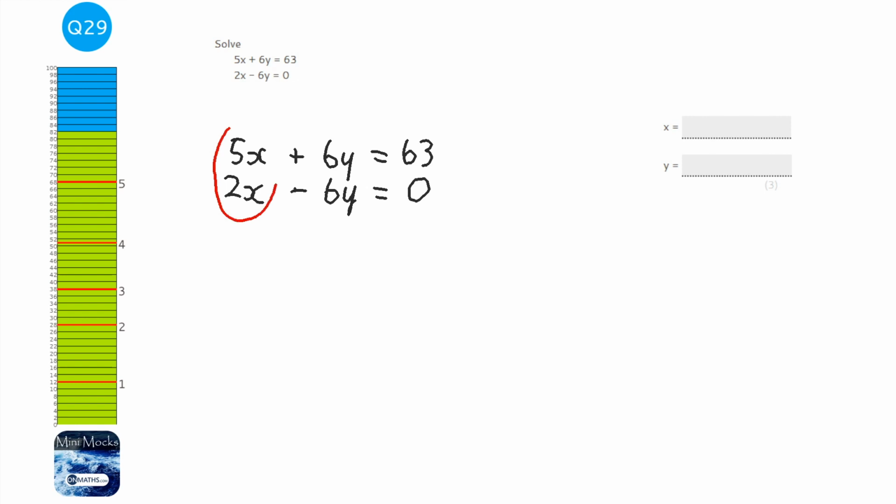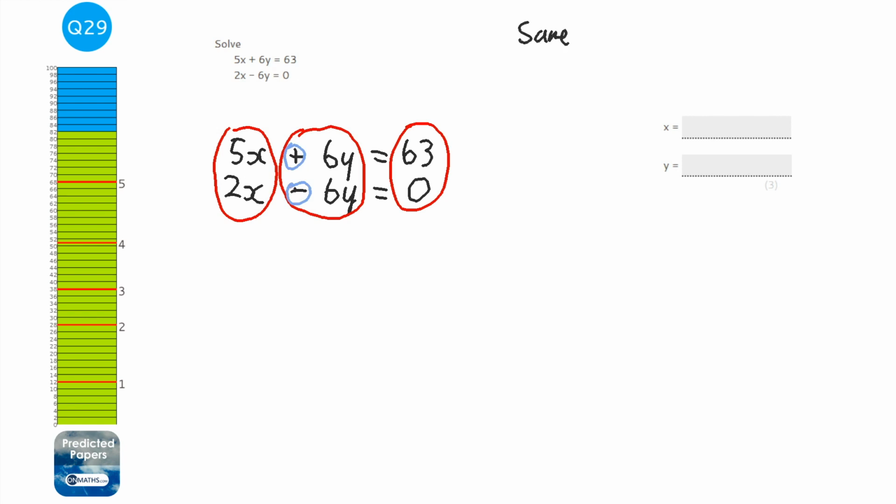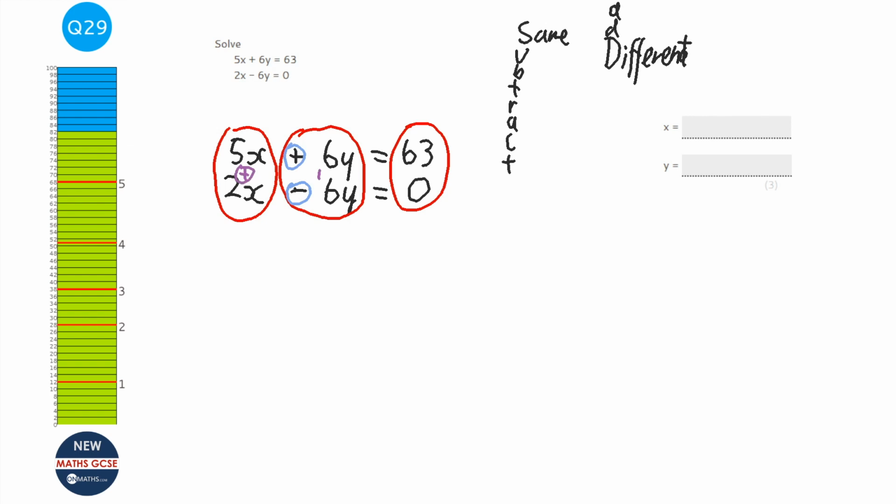And with simultaneous equations we work downwards, which was step 2, but in this one, because the question has been nice, it's going to be step 1. Now we look at the signs for the one with the coefficient that's the same. So the y's have a 6 before it, so we're looking at these signs here. Now if they are the same sign, we subtract. If they are different signs, we add. And it's that simple. Now they are different signs, so we know we are going to add. So we're going to add going downwards.